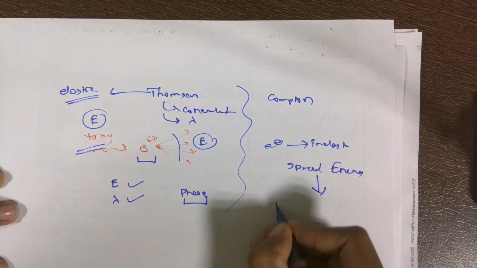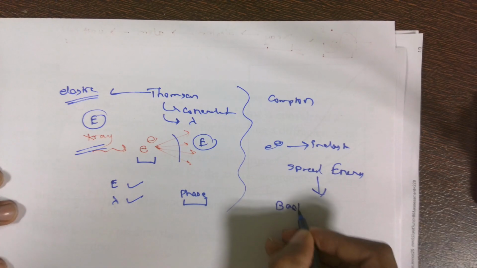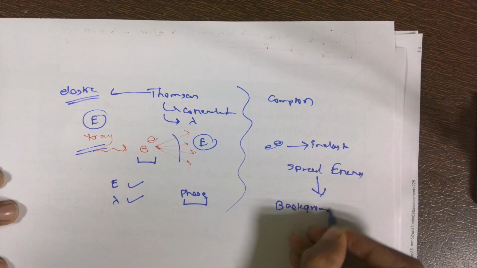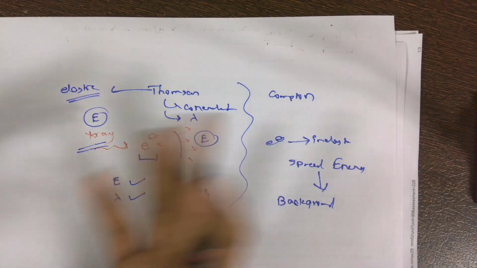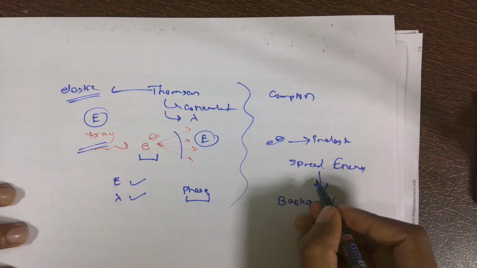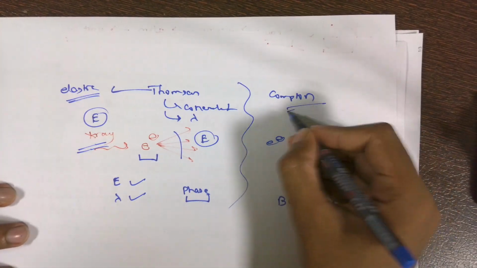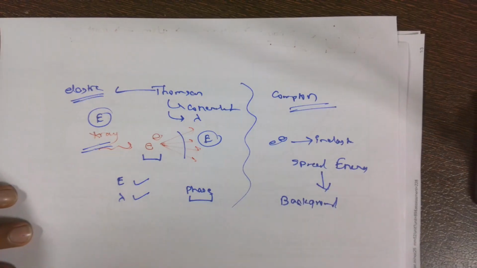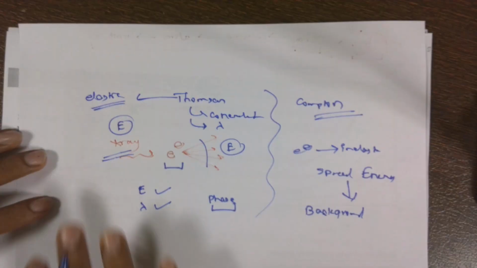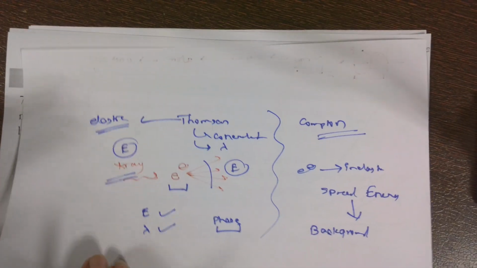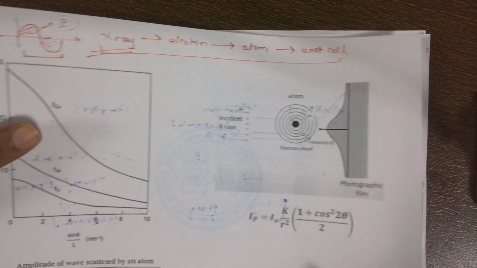This is going to contribute toward the background of the X-ray. Sometimes you see that the background is quite high, sometimes you see the background is quite low. This has something to do with the Compton scattering. Okay. So this was regarding the Thomson and Compton scattering. This is how the electrons are going to interact with our X-ray.